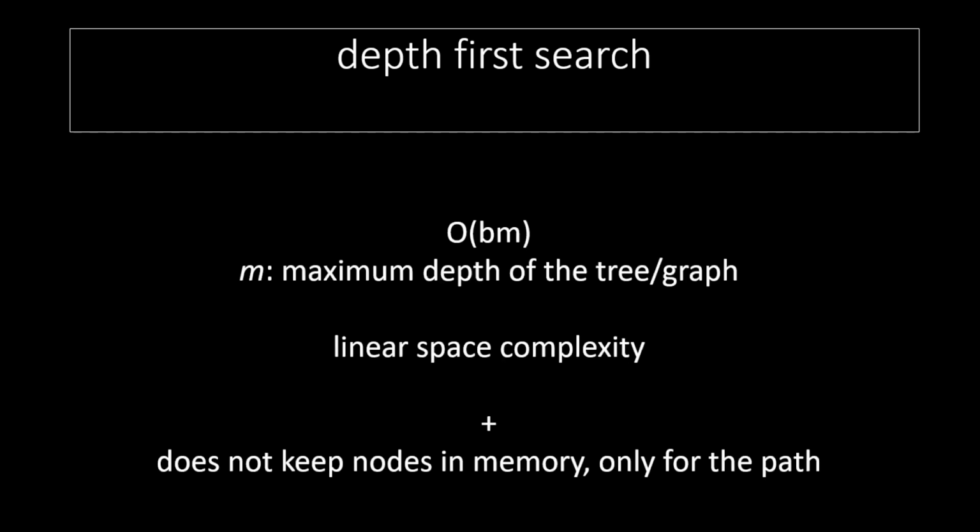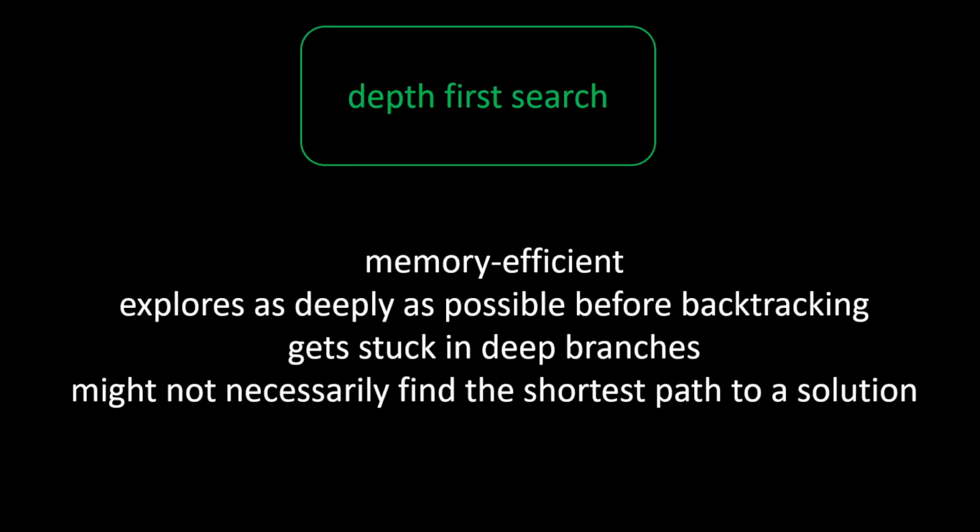We only keep the nodes that we need to work out the path in depth first search, so the memory is actually of linear complexity. So depth first search is memory efficient and explores very deep, but does get stuck if that's not what you want, and it doesn't always necessarily find the shortest path.